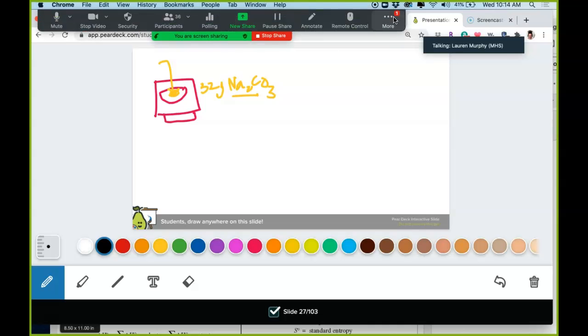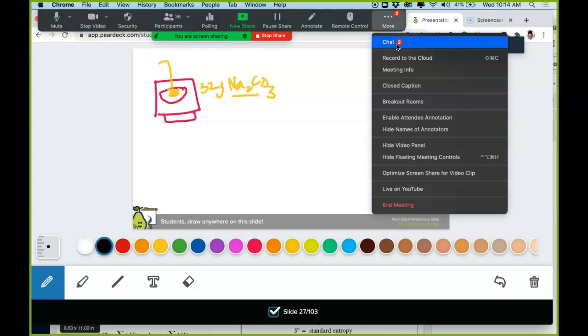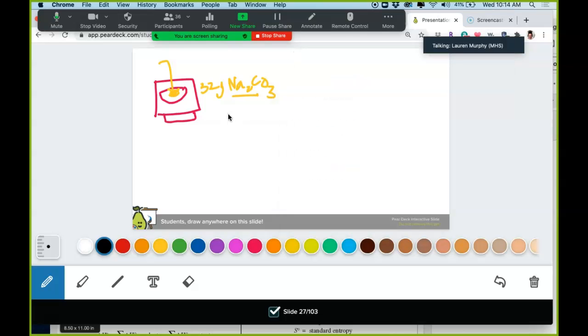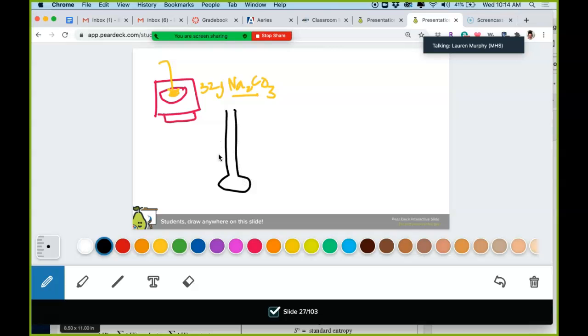Anybody? I know you guys are using the chat, but yeah, graduated cylinder. Good. So a graduated cylinder could be one. It has lots of markings on it. They're good to make solutions in. Today I'm going to introduce you to one that you might not be as familiar with. It's a volumetric flask.